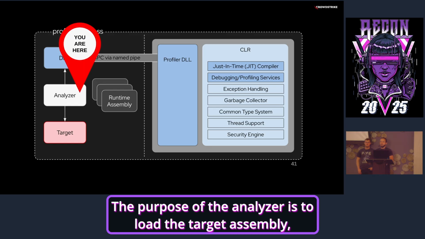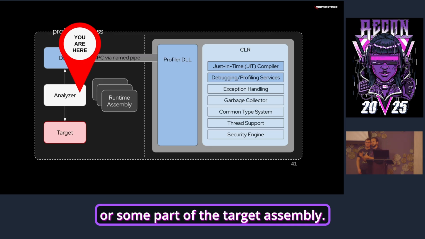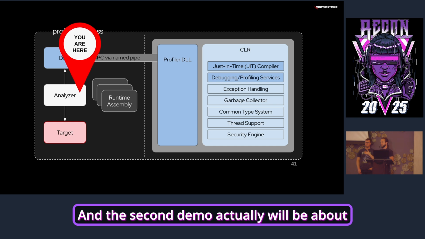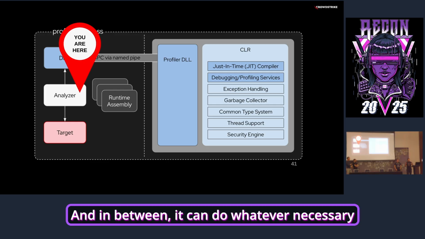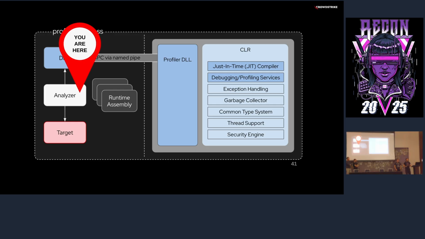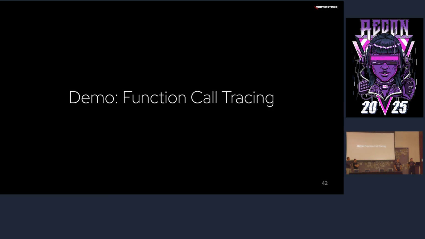The purpose of the analyzer is to load the target assembly, enable instrumentation, and run the target assembly, or some part of the target assembly. So far, we only have invoked the entry point, but we could also invoke other methods. The second demo will be about invoking a specific function. And in between, it can do whatever is necessary to implement the use case at hand. Okay, let's start with function tracing, and there will be a lot of source code incoming now.